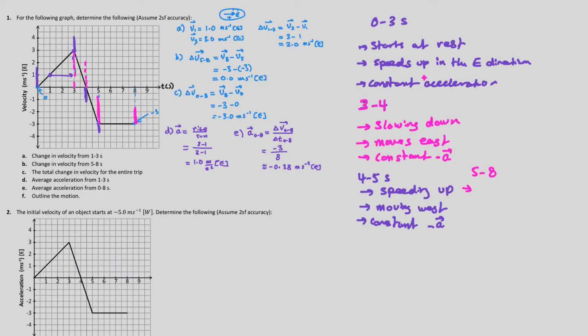Velocity isn't changing, so constant velocity. It's moving in which direction? Well, the velocity is negative 3 meters per second in the east direction, or 3 meters per second in the west direction. So I'm going to say moving west. You can say moving negative east, but it's weird saying that when you're talking about description of the motion. So try to use the positive. In this case, moving west.